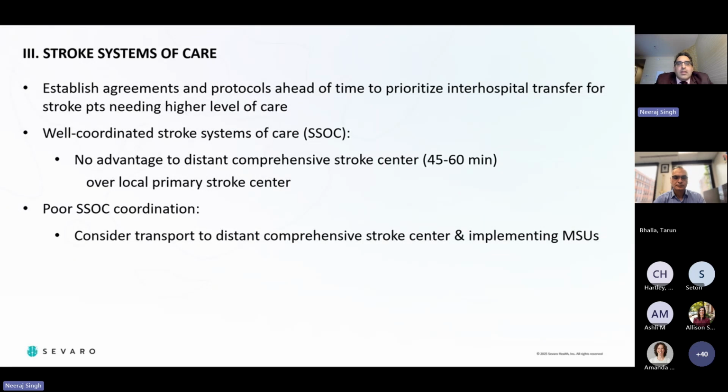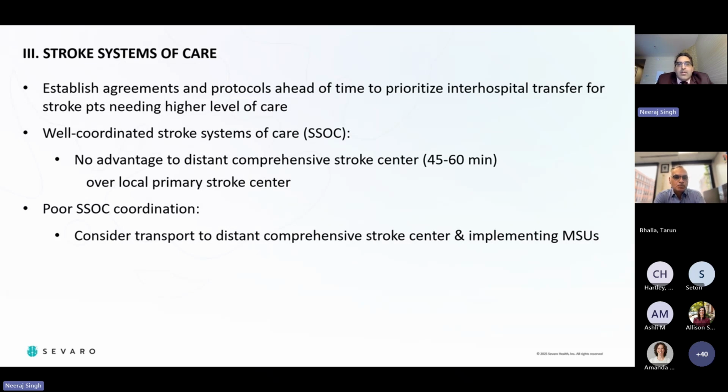So it just emphasizes it's important to establish agreements and protocols ahead of time to prioritize inter-hospital transfers for stroke patients who need a higher level of care beyond what's available where they're at. And in areas where there are known to be well-coordinated stroke systems of care, or SSOC, when the decision on the EMS side is where to take a patient, there really isn't an advantage to going to a distant comprehensive stroke center.